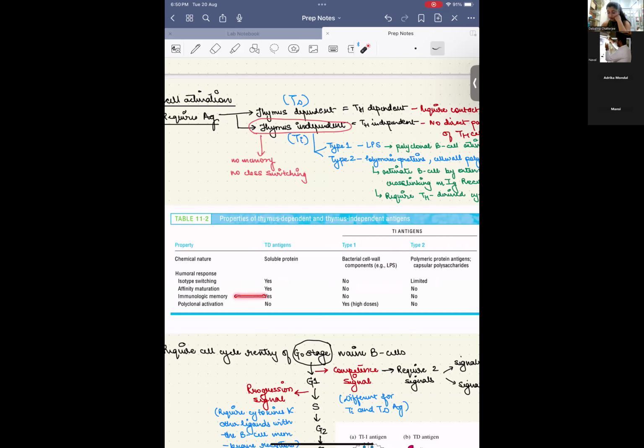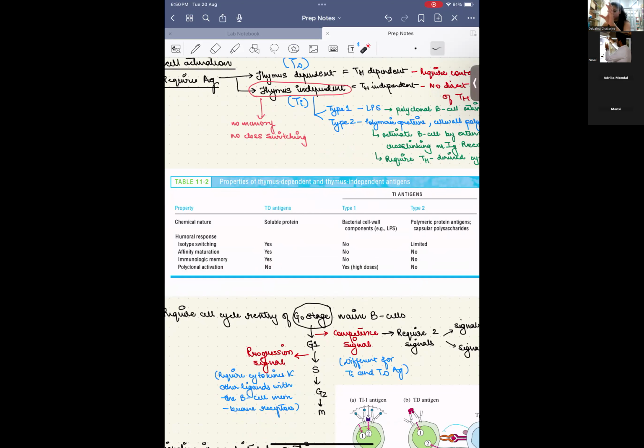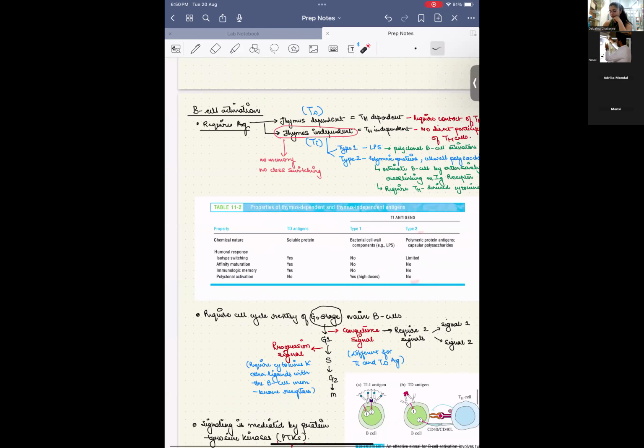And in polyclonal activation, over here there is clonal selection, that is, only one type of antibody with a specific specificity is produced. We have a lot of polyclonal activation here, only in type 1 of TI antigen. So polyclonal activation is a feature of your type 1 TI antigen, because even type 2 TI antigen do not show polyclonal activation.